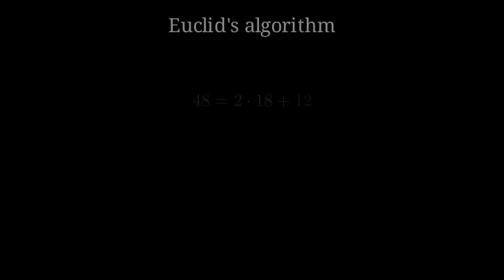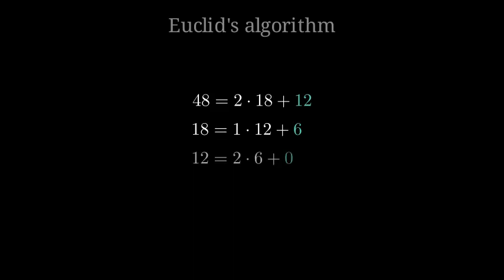Divide the larger number by the smaller one and keep only the remainder. 48 is 2 times 18 plus 12. Now repeat with 18 and 12. 18 is 1 times 12 plus 6. Repeat once more with 12 and 6. 12 is exactly 2 times 6, with remainder 0. The instant the remainder reaches 0, the last non-zero remainder, 6, is the greatest common divisor.